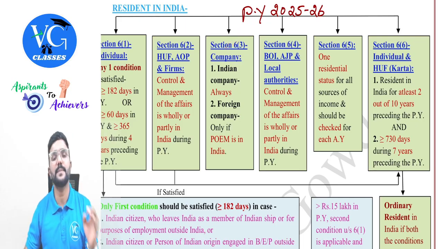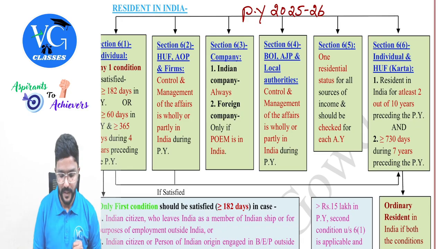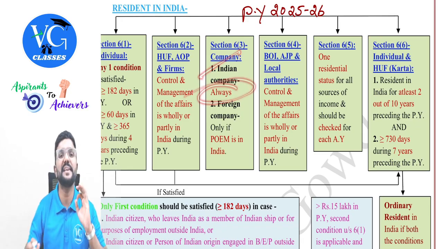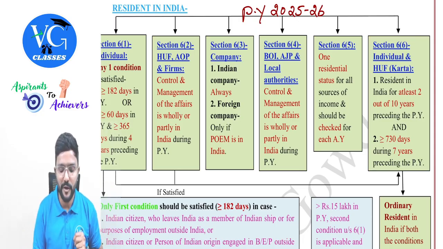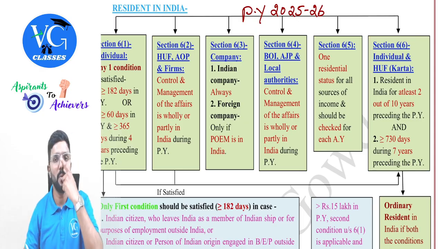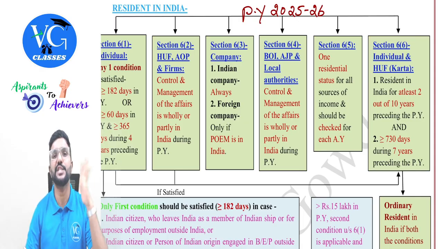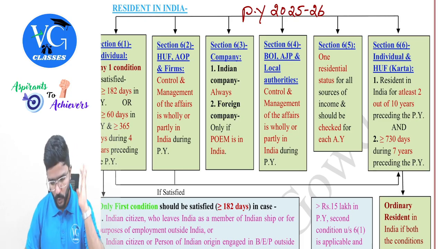Next, section 6, subsection 3 talks about the residential status of a company. Every Indian company will always be resident in India, guys, no matter what. Whereas a foreign company, that is, other than an Indian company, is said to be resident in India only if POEM is in India. Sir, what is POEM? Place of effective management. That is again where the decisions are taken, guys. Key management decisions. Okay, sir.